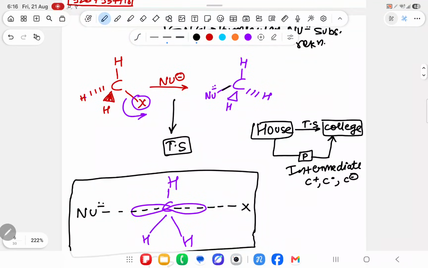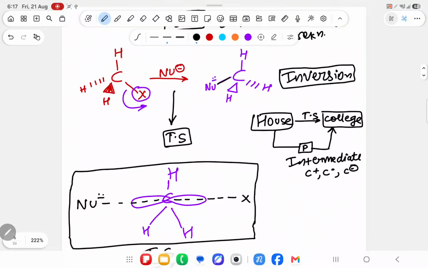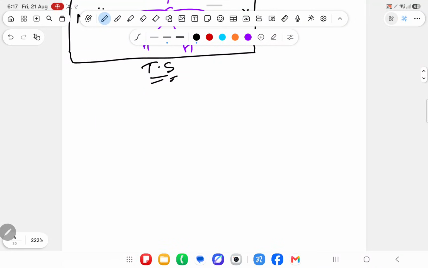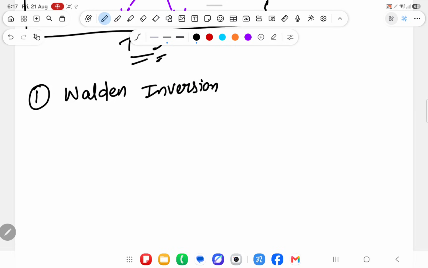So the nucleophile will always attack from the back side, so it will always form an inversion product. X is going outside, the nucleophile is attacking from the back side. Now, some important points we have to know. First important point for SN2: this reaction is known as Walden inversion, because the product formed is an inversion product.